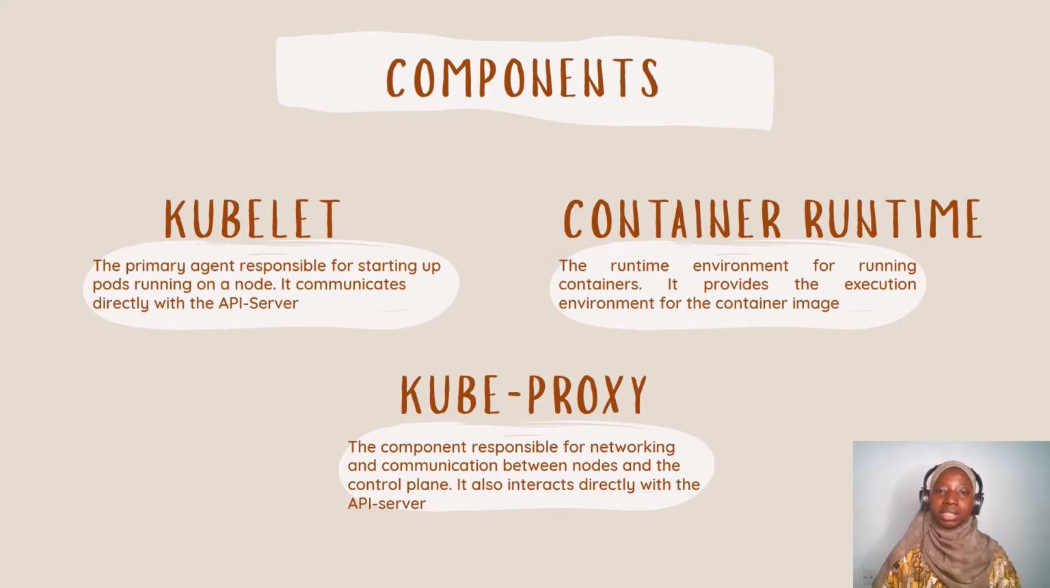The kubelet is the primary agent responsible for starting up pods running on a node, and it communicates directly with the API server. As the API server is the entry point into the control plane, the kubelet is also the entry point to the worker. It communicates the state of running pods on any node and tells the API server about it. Next, look at the container runtime.